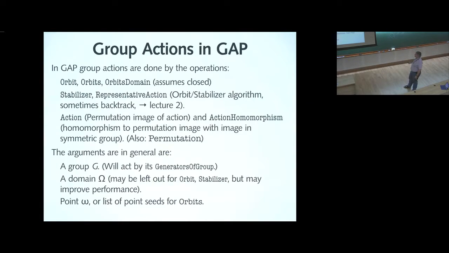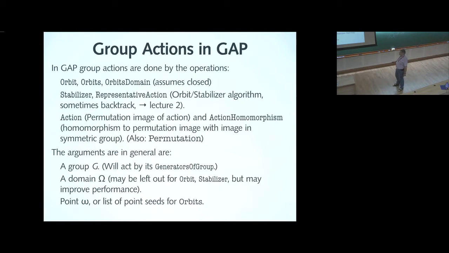This is the orbit stabilizer algorithm, and sometimes backtrack, which I will talk about a bit later. Also, if we have a group acting on a set, we get a natural homomorphism into the symmetric group. That's the action homomorphism. Or if you just care about the image, you could just call it action. What are the parameters for these functions?